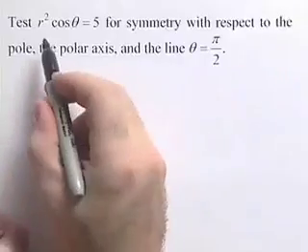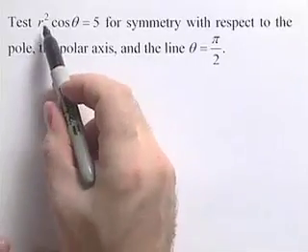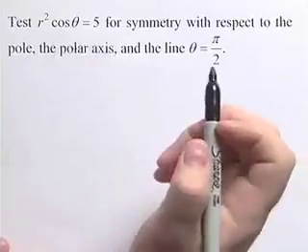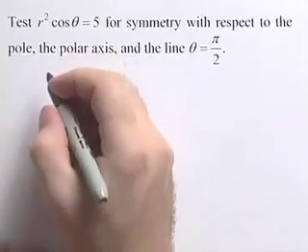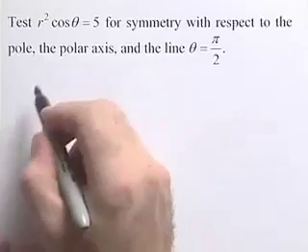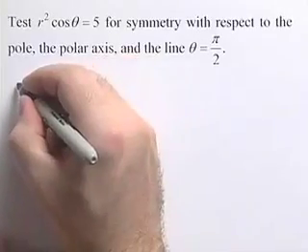For this problem, we're going to test a polar equation for symmetry with respect to the pole, the polar axis, and the line theta equals pi over 2. Testing the equation r squared cosine theta equals 5 for the three symmetries that we mentioned. We're going to start by checking for symmetry around the polar axis.